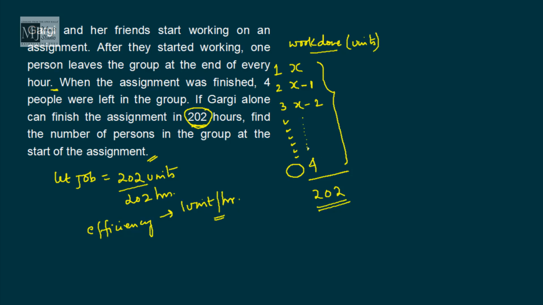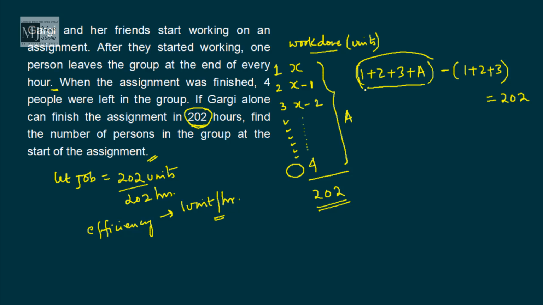So I need to add 4, 5, 6, 7, 8, 9, 10 till x. That should give me 202. Can I say this total A is 1 plus 2 plus 3 plus A minus 1 plus 2 plus 3? Can I say this? This total A is 202, isn't it? Then this particular A is 1 plus 2 plus 3 plus A minus 1 plus 2 plus 3, and this should equal A, that is 202.